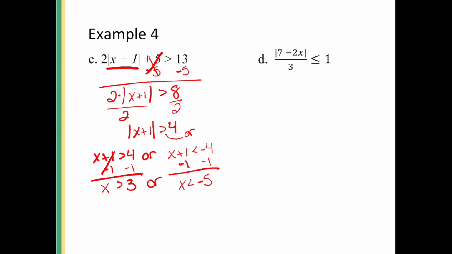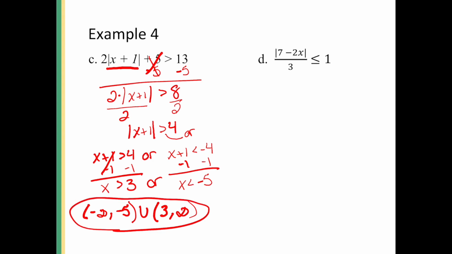Interval notation again. Starts at negative infinity. We go to our smallest number, which is negative 5. It's going to be a parenthesis because there's no equals. Union, again, it starts at 3 and goes to infinity for our final answer.